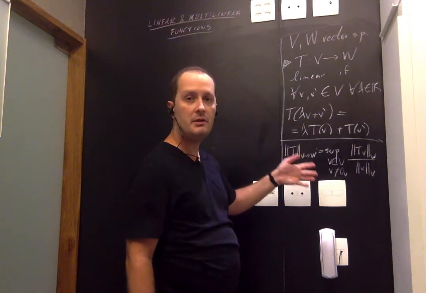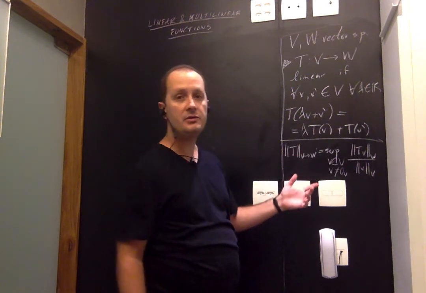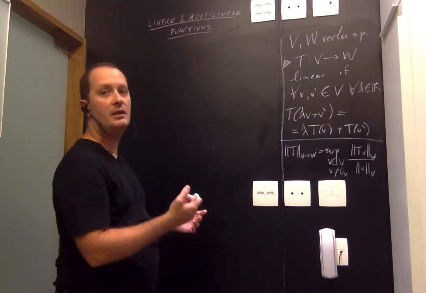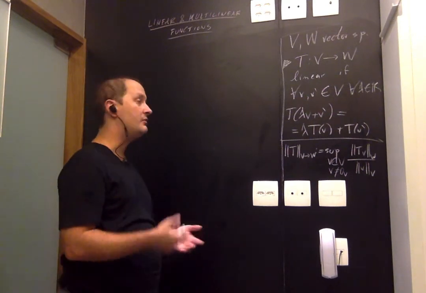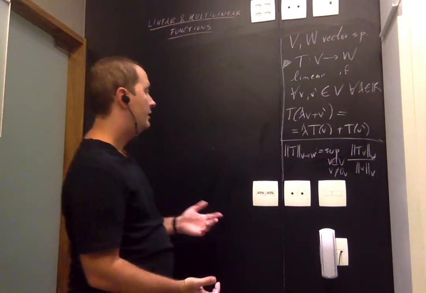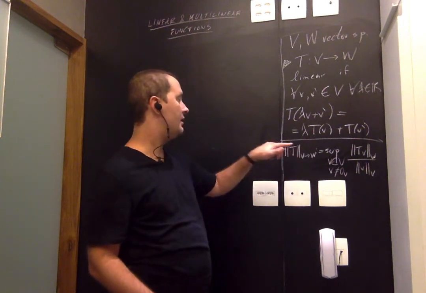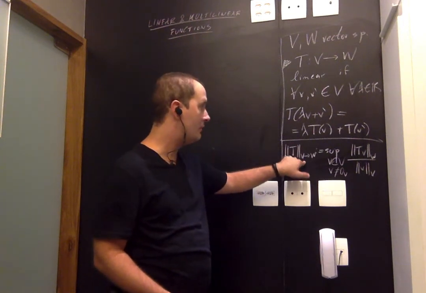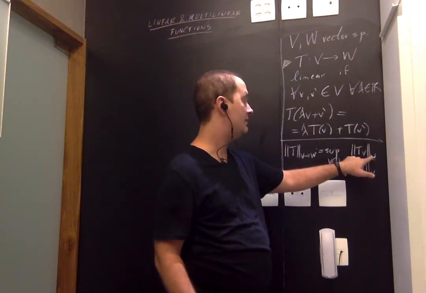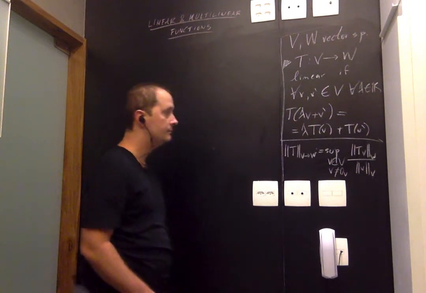And that's not a coincidence, right? Because a matrix defines linear transformations between Rd and Rk, right? A k times d matrix defines a linear transformation between Rd and Rk. And the operator norm that we defined is precisely a specific example of this norm when V is Rd with the Euclidean norm and W is Rk with the Euclidean norm as well.